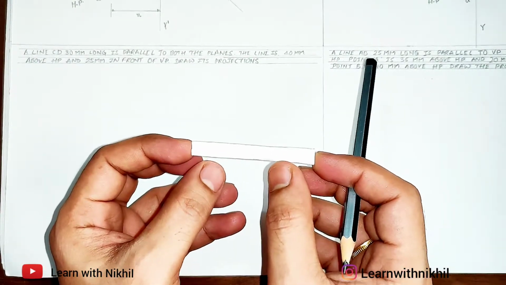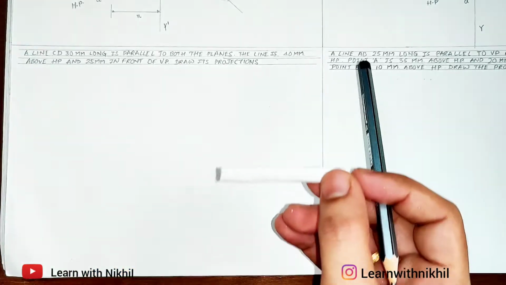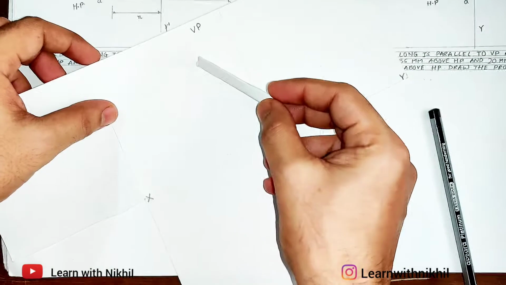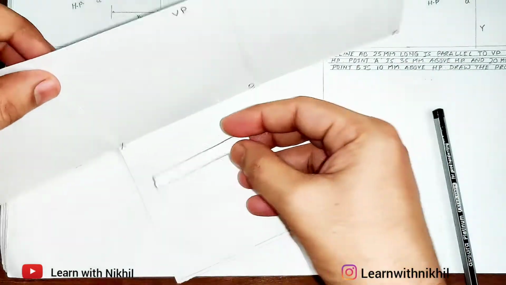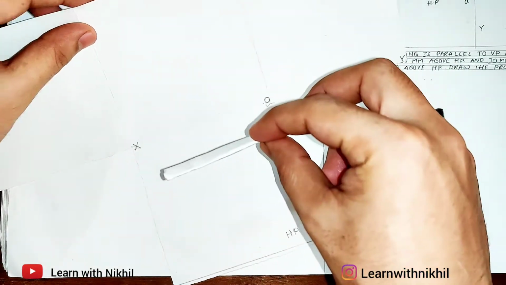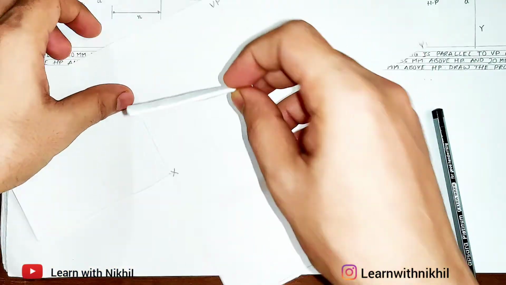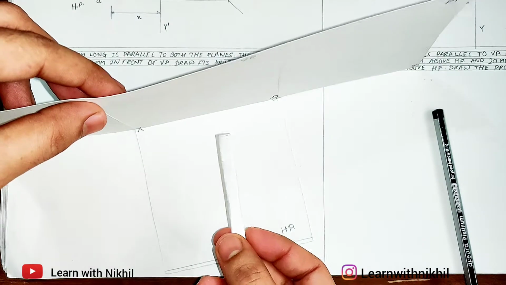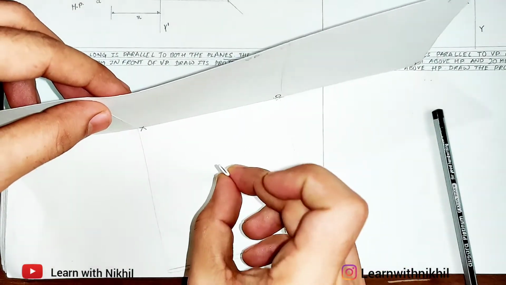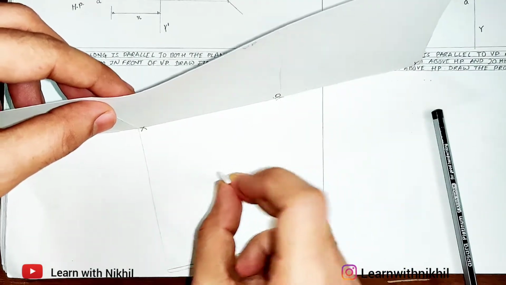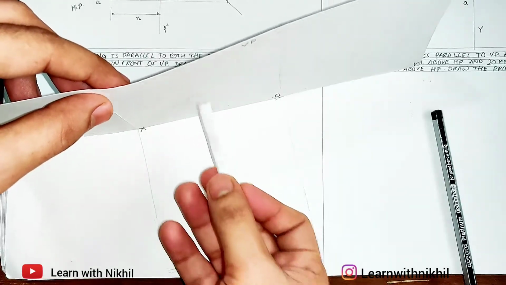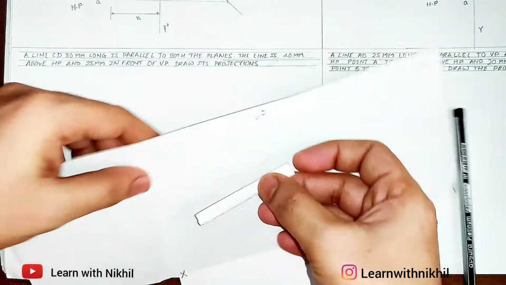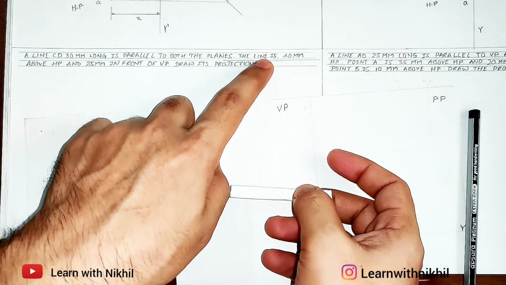So I am considering this line of 30 mm long and it is parallel to both the planes. So parallel to both the vertical plane and the horizontal plane. So line will be like this. This is parallel to horizontal plane. This is parallel to vertical plane. And if the question says perpendicular, so this is how the line will be. Perpendicular to horizontal plane, like this line will be, and perpendicular to vertical plane, line will be like this. But the question says parallel, so it will be like this.